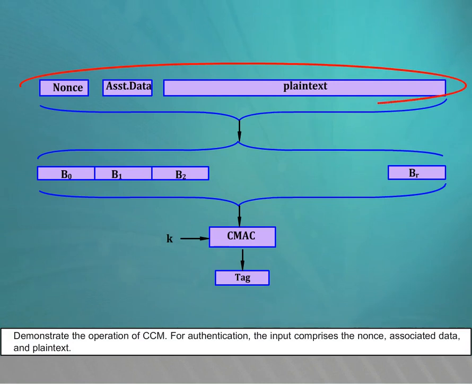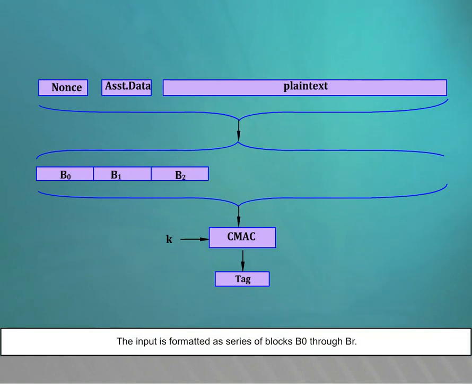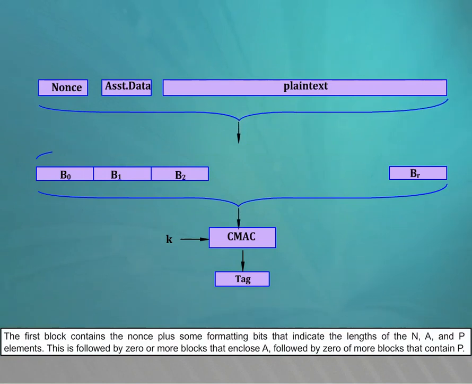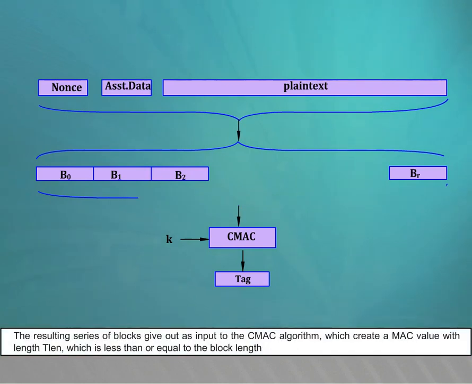Demonstrate the operation of CCM. For authentication, the input comprises the nonce, associated data, and plaintext. The input is formatted as a series of blocks B0 through Br. The first block contains the nonce plus some formatting bits that indicate the lengths of the N, A, and P elements. This is followed by zero or more blocks that contain A, followed by zero or more blocks that contain P. The resulting series of blocks is given as input to the CMAC algorithm, which creates a MAC value with length Tlen, which is less than or equal to the block length.